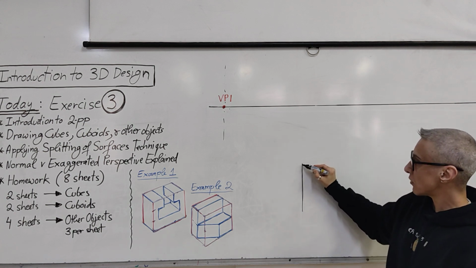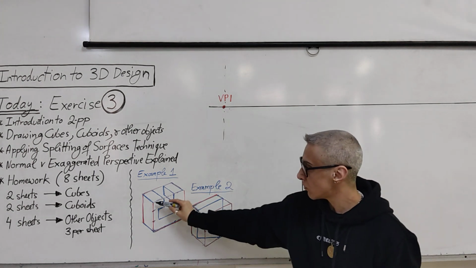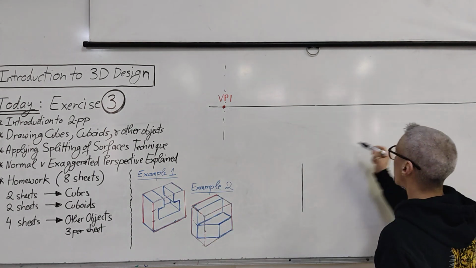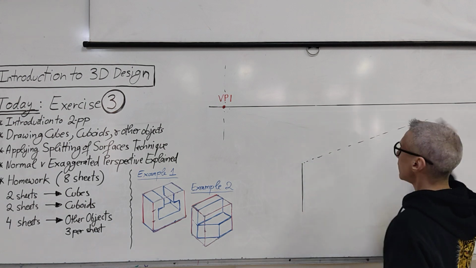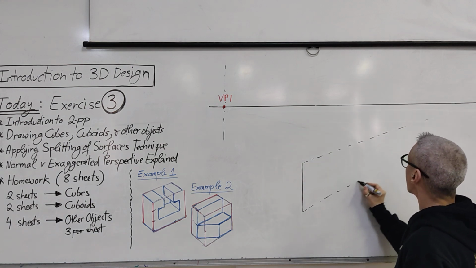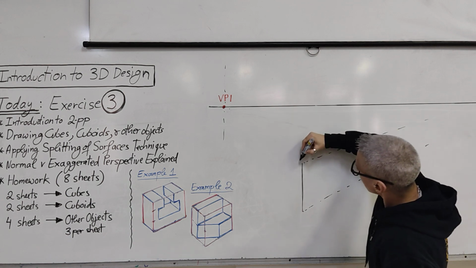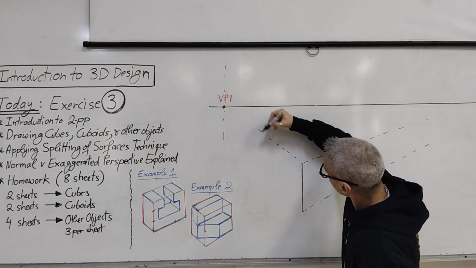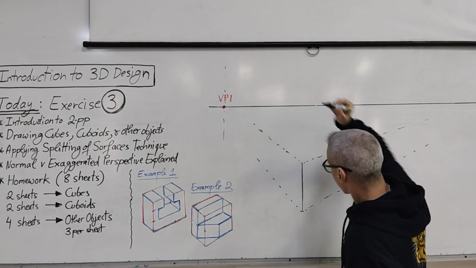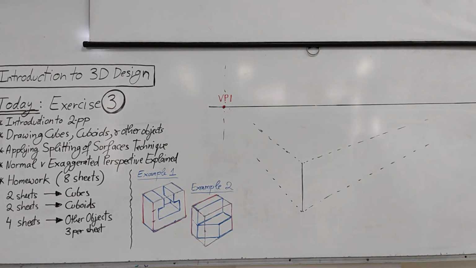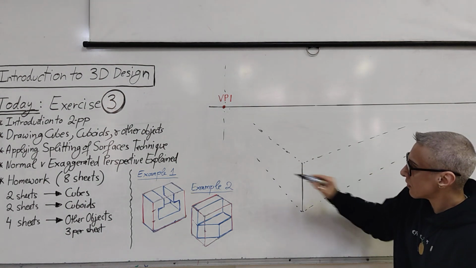And what am I drawing here? The first edge, which is this edge. And I will take it to the vanishing points, like we did before. Okay. I determine where this line and this line will be.